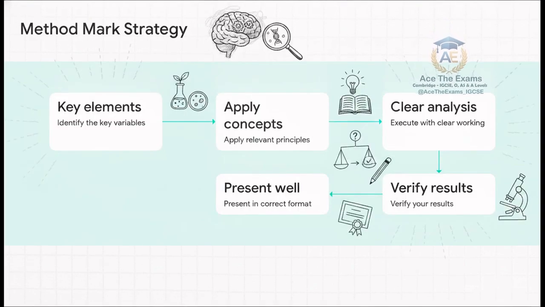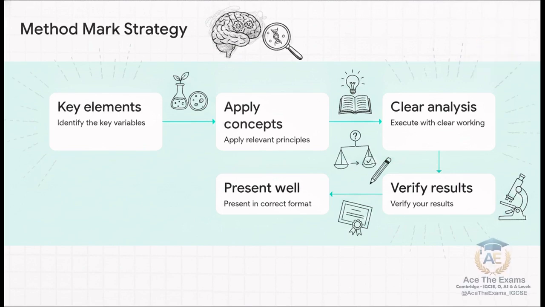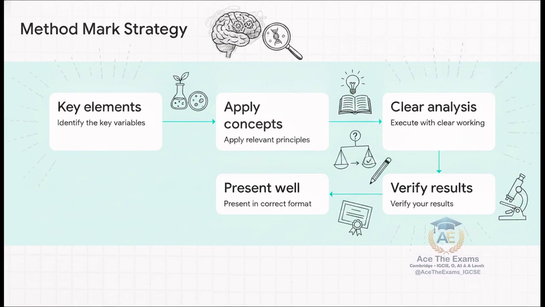Okay, so the absolutely crucial point here is mastering the method mark strategy. This is a standardized sequence where you actually earn marks for your systematic process, not just for getting the final conclusion right. When you're looking at a complex biological system like small circular DNA, you have to follow these exact steps. First, identify the key variables. Then, apply the relevant biological principles. Execute your analysis while showing all your clear working. Verify those results, and finally, present them in the correct format.